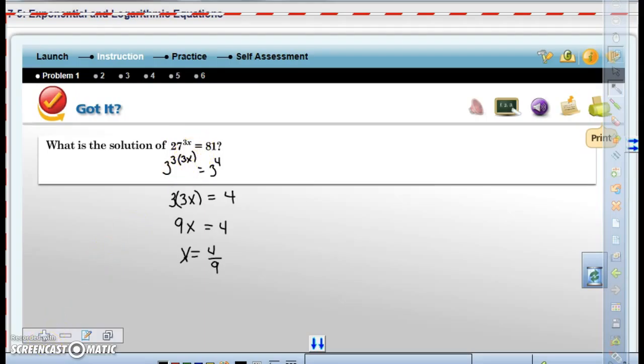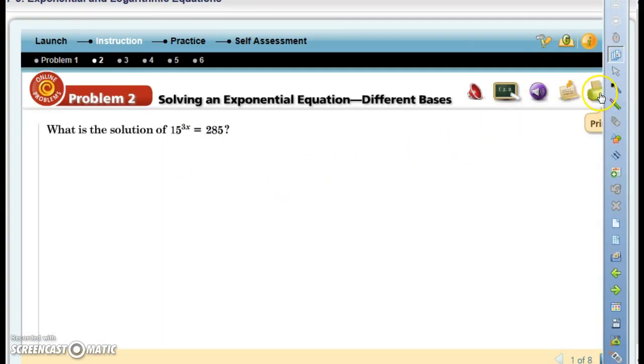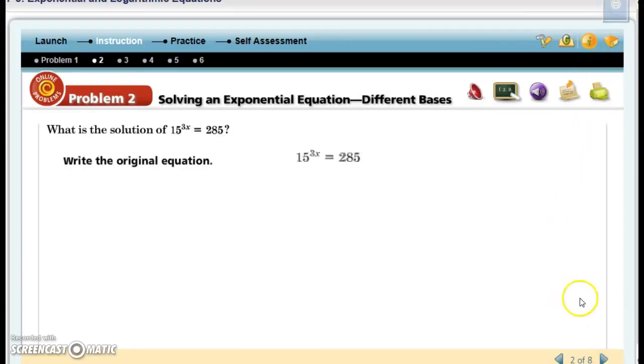Okay? All right, let's try this one. 15 raised to 3x equals 285. So we're going to write the original equation, and we're going to take the logarithm base 10 of both sides.